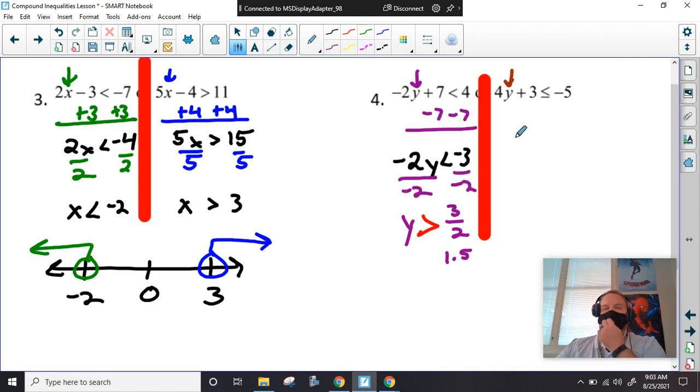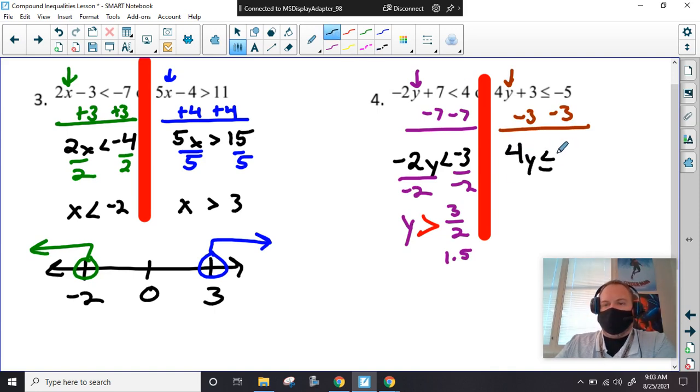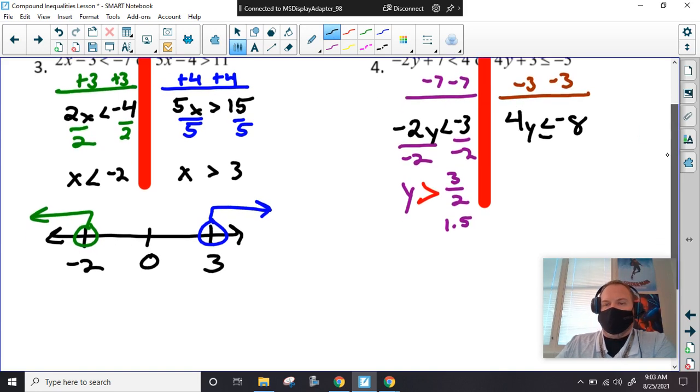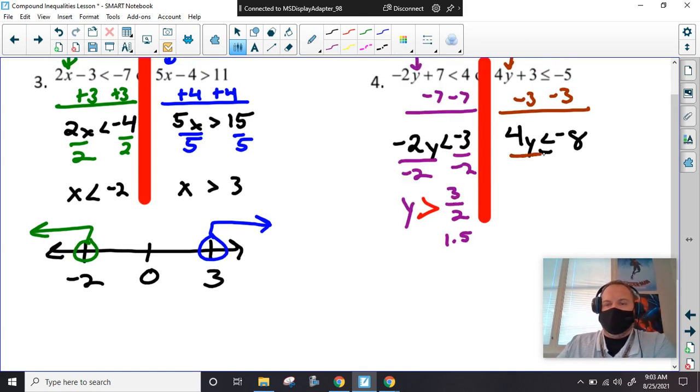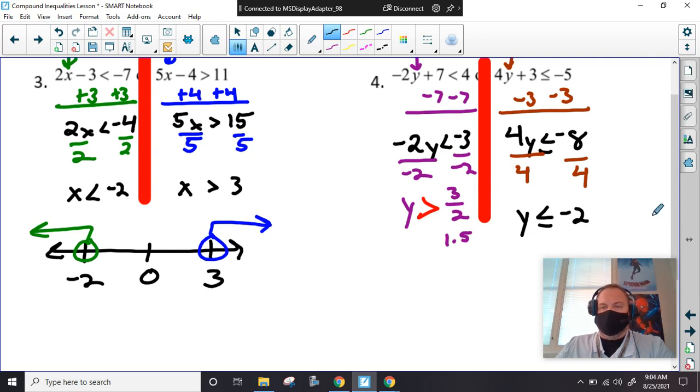All right. So it's being multiplied and added. This is kind of similar right here. It's being added, just a different number. So we have to subtract 3. Then we're going to have to divide by 4. Okay. So now we have y is less than or equal to negative 2.